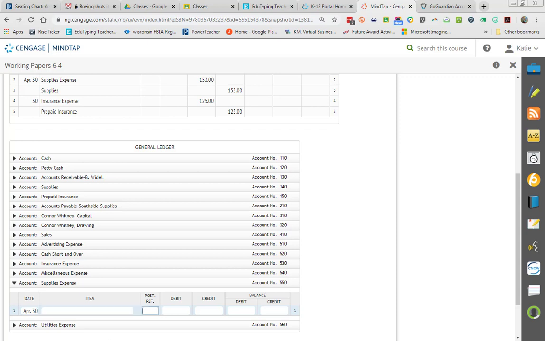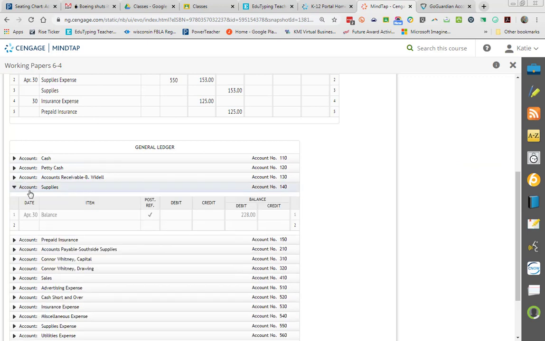Post reference is 8. How do I know it's 8? Page number, for sure. You got that. Supplies expense is being debited $153. It previously had a 0 balance, so 0 and a debit of 153 gives me a new balance of a debit of 153. The last step is always to take this account number, 550, and it goes back up on my journal in my post-reference column. So that was a relatively easy one to do for supplies expense.